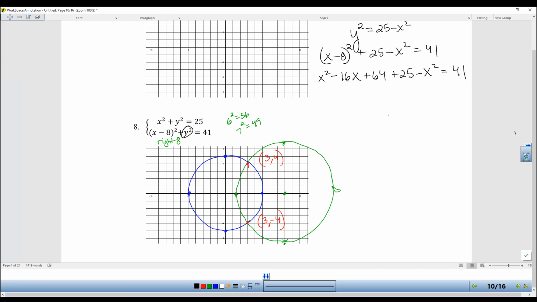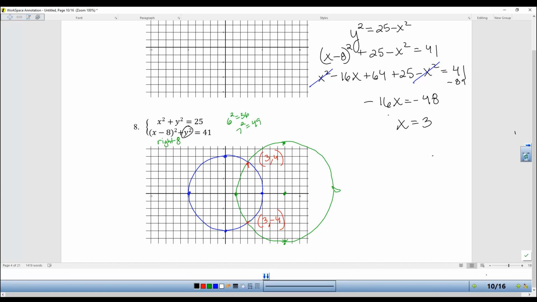Ooh, do you see what happened? This is so great. My x squareds canceled. Normally, I see an x squared and I have to set it equal to 0, but they went away. So now I just have minus 16x is equal to, this is 89. So I'm going to subtract 89 from both sides, and I get negative 48, divided by negative 16 is 3. And sure enough, the x coordinate both times is 3, as I predicted.